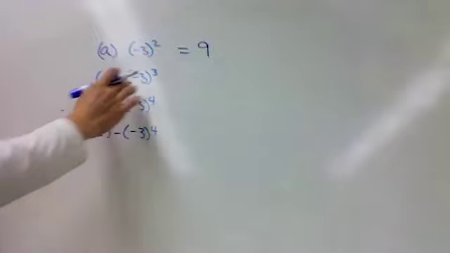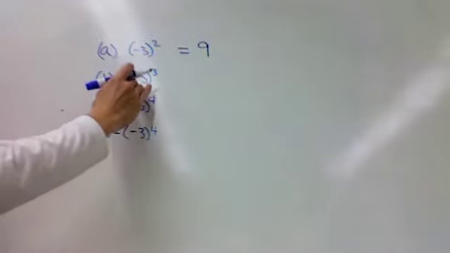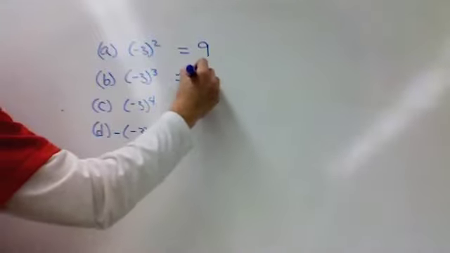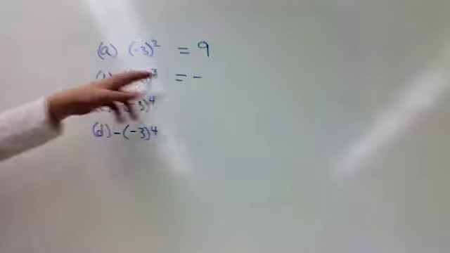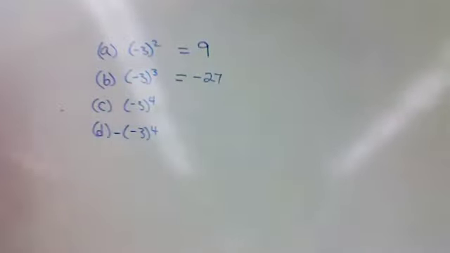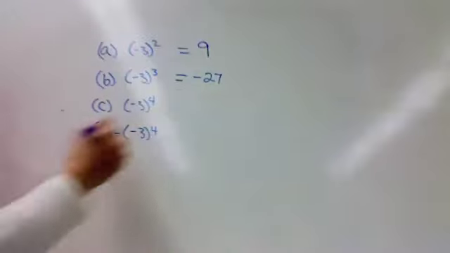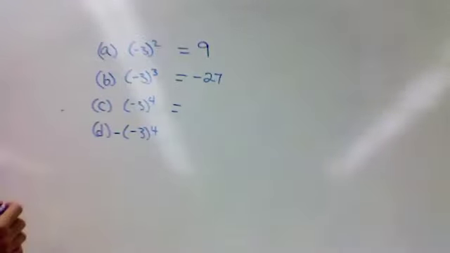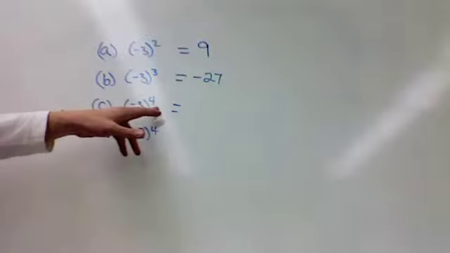Same thing here. We'll have a negative 3 times the negative 3 times the negative 3. And this goes back to where we talked about if you have an odd number of negatives, it'll be negative. So since we have 3 negatives, we're going to get a negative number. Then 3 times 3 is 9, 9 times 3 is 27. So our answer would be negative 27. Now we have a negative 3 to the fourth power. And once again, we have an even number of negatives.